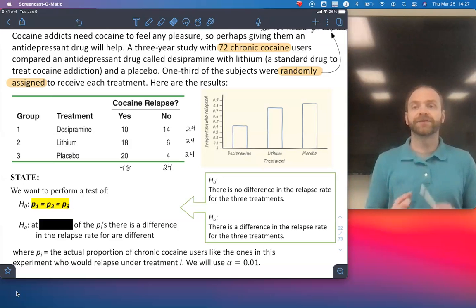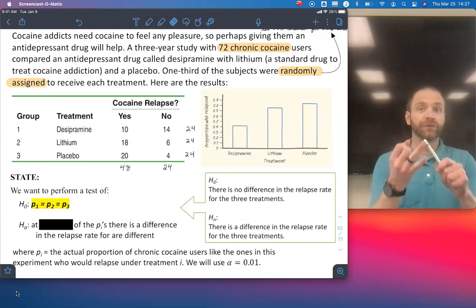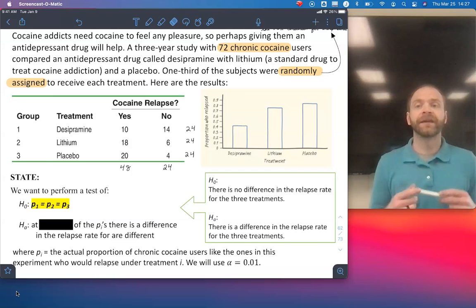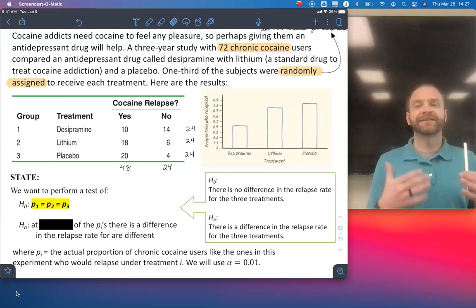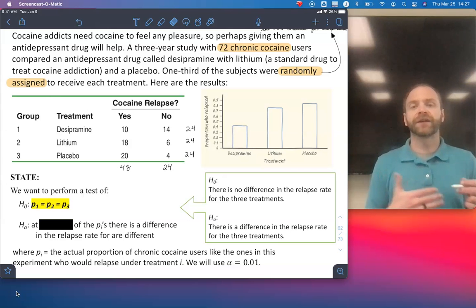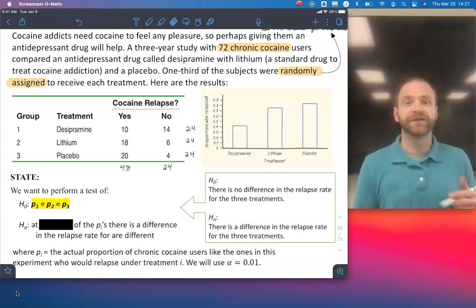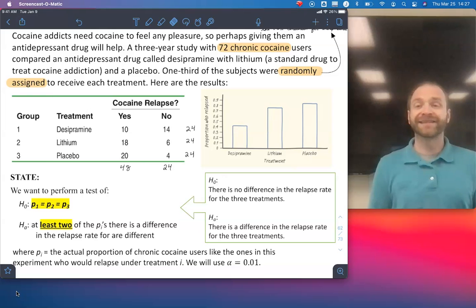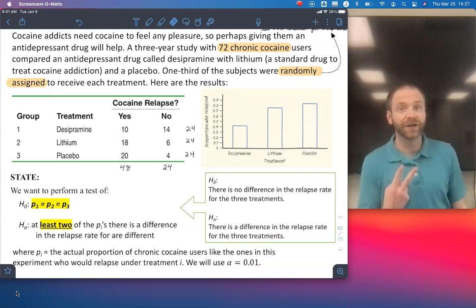P1 equals P2 equals P3, and that's based off of group 1, group 2, group 3, which we see in the table. And that is where the P sub i is the actual proportion of chronic cocaine users, like the ones in this experiment, who would relapse under treatment. And notice it has the alpha equals 0.01 level.